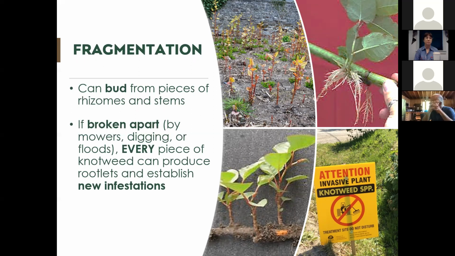So if we think back to that stream, where a high water event had come through and pushed a lot of the knotweed into the water, those knotweeds are broken up. So there's a lot of little pieces floating around to become established. And not only are they going to become established, they're on water. So they're going to move down that riparian corridor and spread quite a distance.